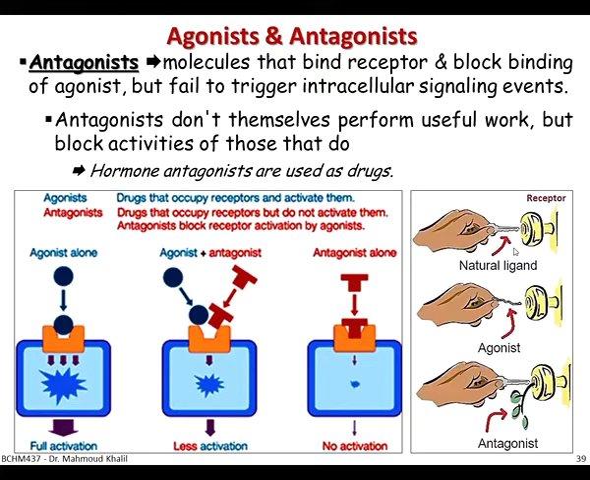Here you can see the natural ligand binds to the receptor like a key in a lock. The agonist is something similar to the natural ligand, can fit inside, and can activate a response as well. In the case of an antagonist and competition, if the antagonist succeeds in binding to the receptor, it will not open the lock. That's why it will suppress the action of the hormone or the agonist.